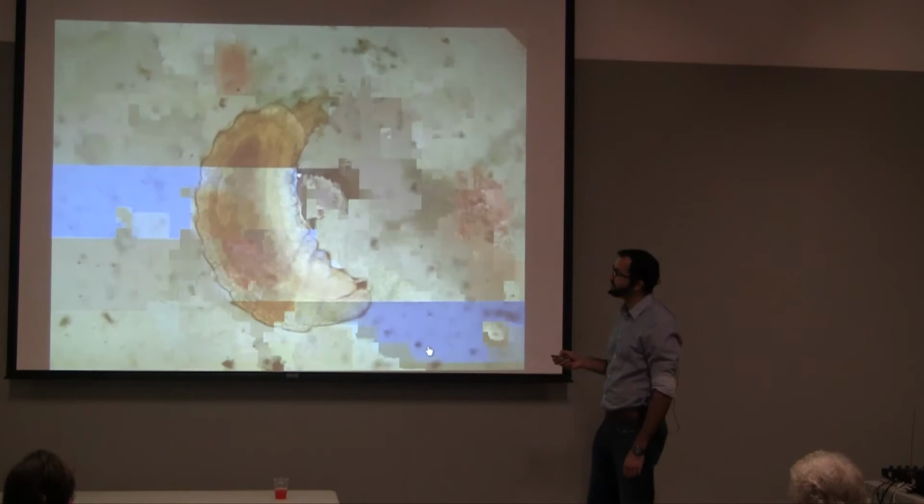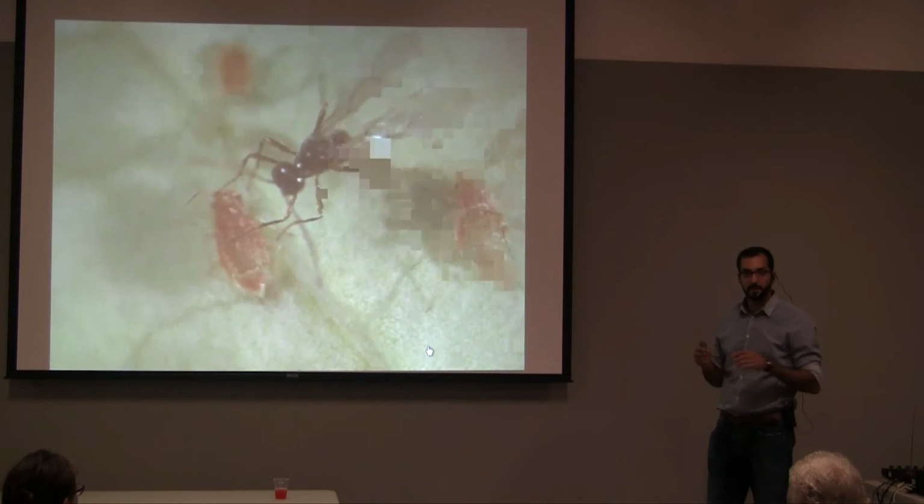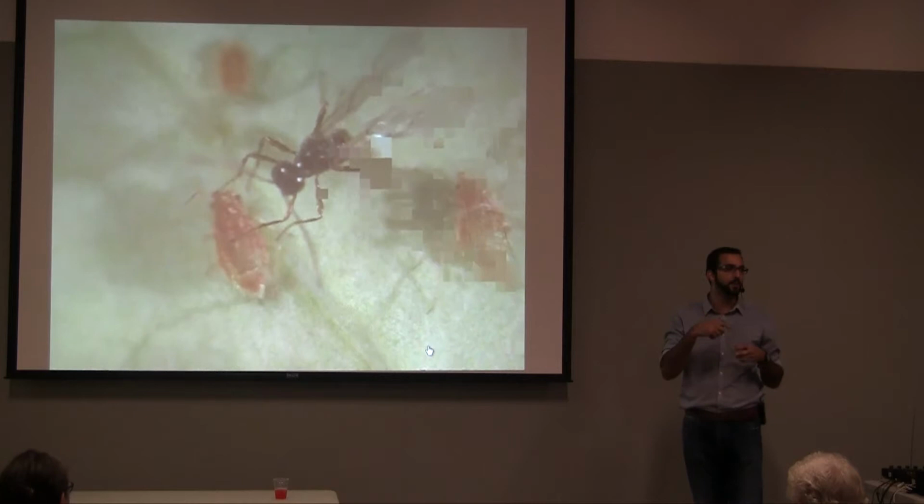Well, she lays an egg inside that aphid. That egg emerges, and then there's a larva that lives inside that aphid and continues feeding inside the aphid as that aphid continues feeding, until eventually nothing's left but a black screen.